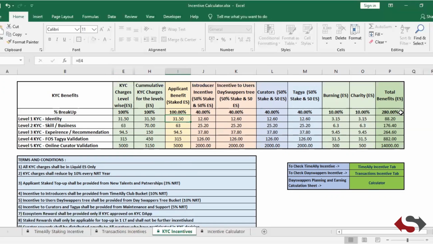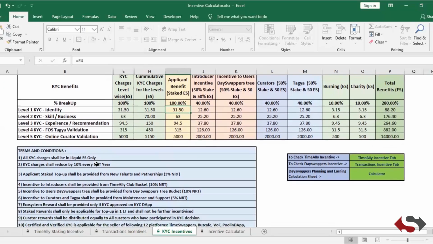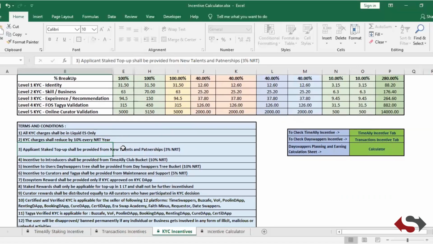So you shall be wondering how the 280% is coming. Here we have mentioned the staked amount for the applicants, which is 100% equivalent to its stake, coming from the new talents and partnerships from the NRT pool. The incentive to the introducers is coming from the TimeAlly Club bucket. The incentive to the Decentralized tree is coming from the Decentralized tree bucket. The incentive to the curators and Tagya is coming from the maintenance and support. So this is how we are going to be distributing the entire reward.